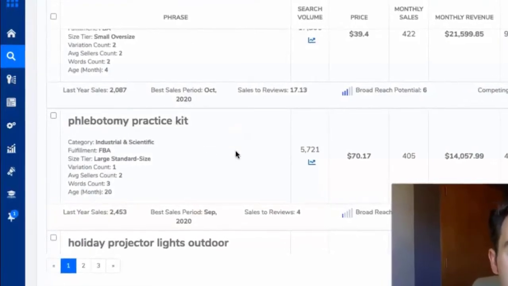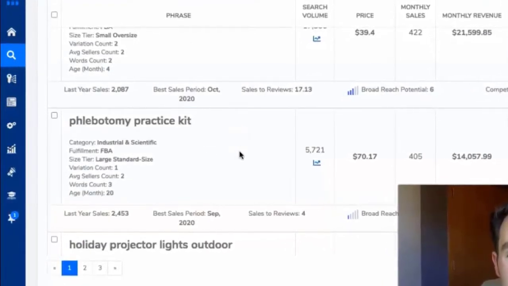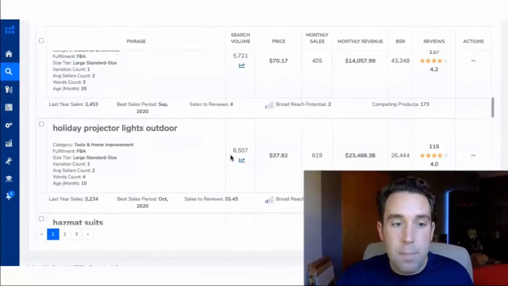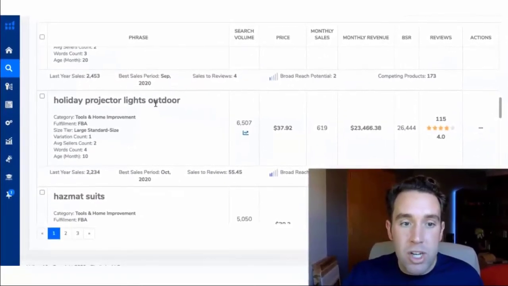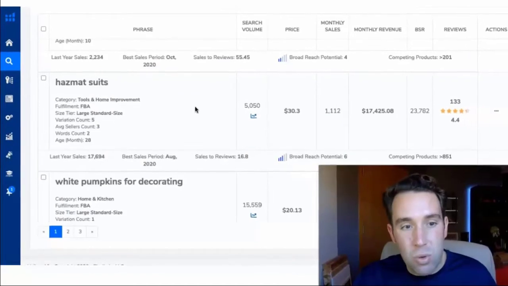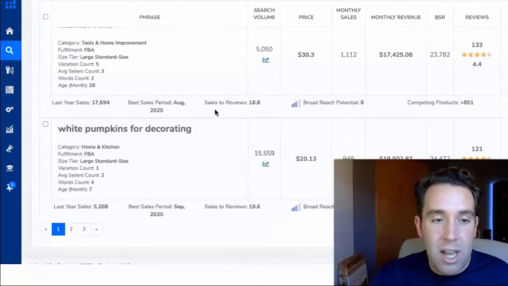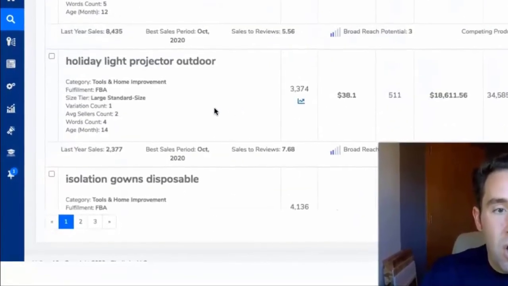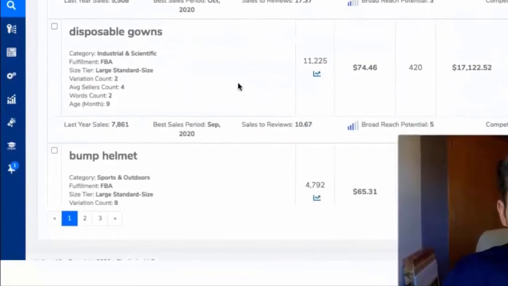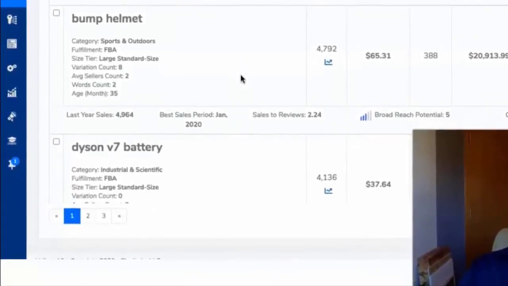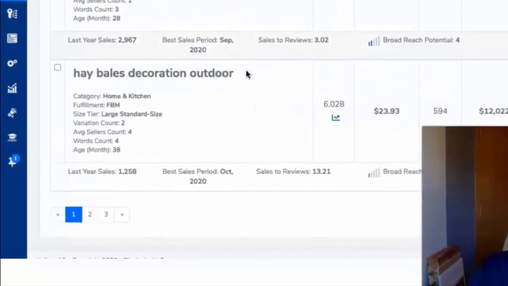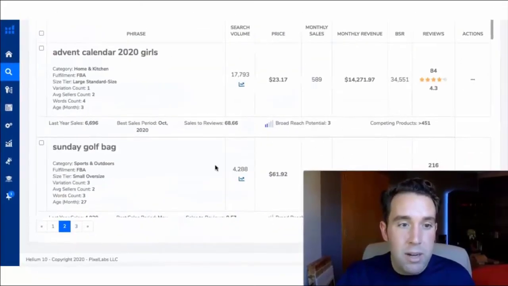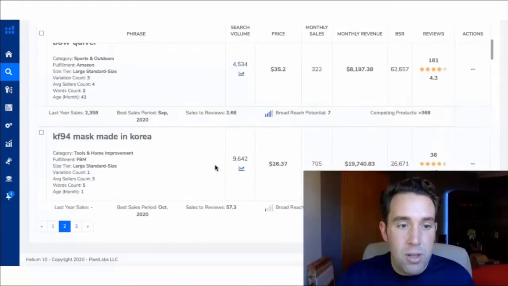Phlebotomy practice kit is a blood drawing sort of medical practice kit, and it could be considered a medical device. So for now, I'll skip over it, but I may come back and look at it, and you're welcome to as well. Holiday projector is seasonal. Hazmat suits is sort of related to COVID, not really, so I may look at it. Pumpkins is seasonal, pampas grass is interesting, golf nets for backyard, holiday light is for outdoors and seasonal, disposable gowns, I'm gonna skip that, it's related to COVID. A helmet is only gonna sell well during the football season.